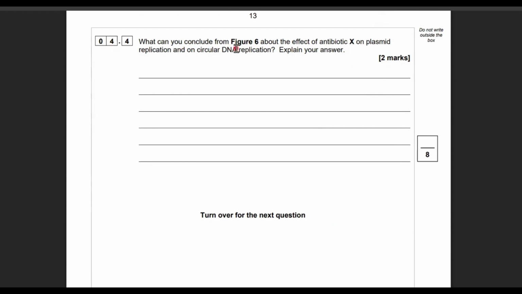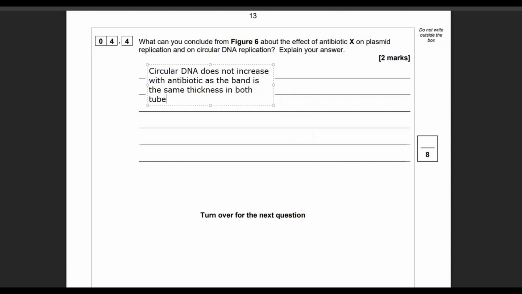What can you conclude from figure 6 about the effect of antibiotic X on plasmid replication and on circular DNA replication? So if we look at antibiotic X, this is the one that was taken later, right? So first of all, they did the sample A, and then they added the antibiotic and did sample B. So it's taken later on. We can see that the circular DNA did not increase. It didn't get fatter, the band, from A to B. And that means that the replication of the circular DNA has stopped. Antibiotic X inhibits replication of the circular DNA.